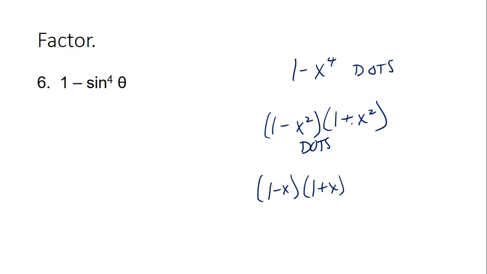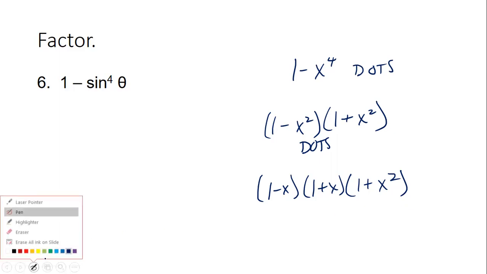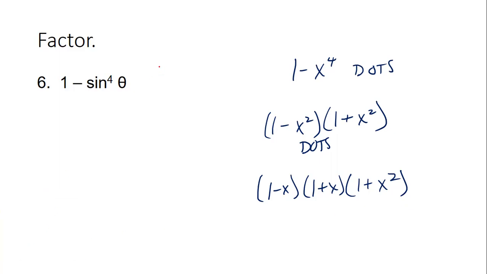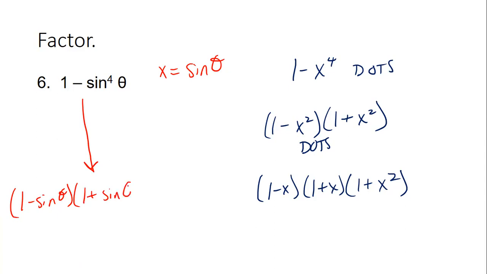This is not difference of two squares. It's the sum of two squares. So can I do anything to it? No, it's actually a complex number situation over there. So this would be fully factored. The only difference here, instead of x, we have what? Sine. So x equals sine theta. So in the end, all said and done, this is going to come down to being what? There we go.